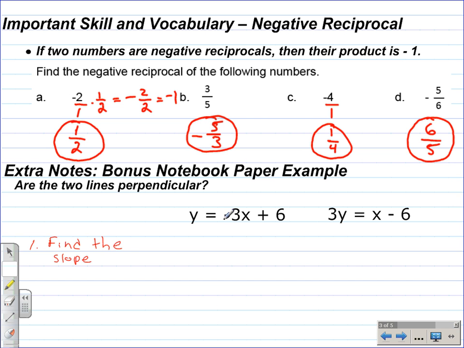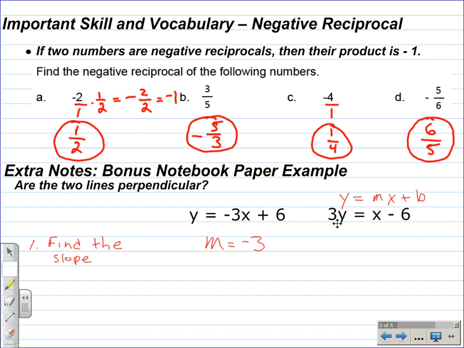So I'm going to do that. Now the slope of this line is real easy because it's in that slope-intercept form. I can easily identify the slope. The slope in this case is equal to -3. Now in this equation, to find the slope, I got to solve for y. I have to put it into this form. It's not quite in this form.